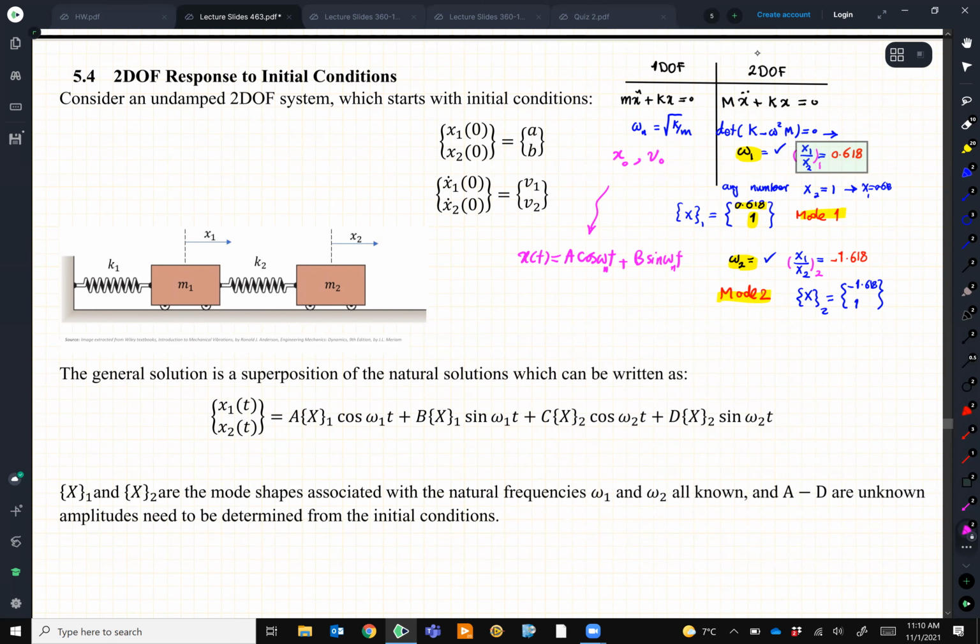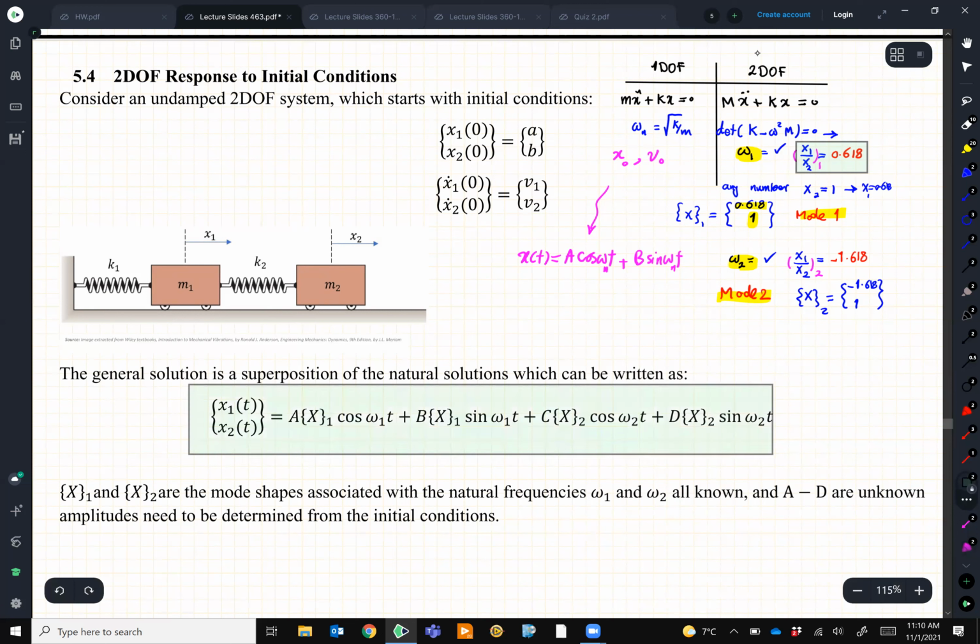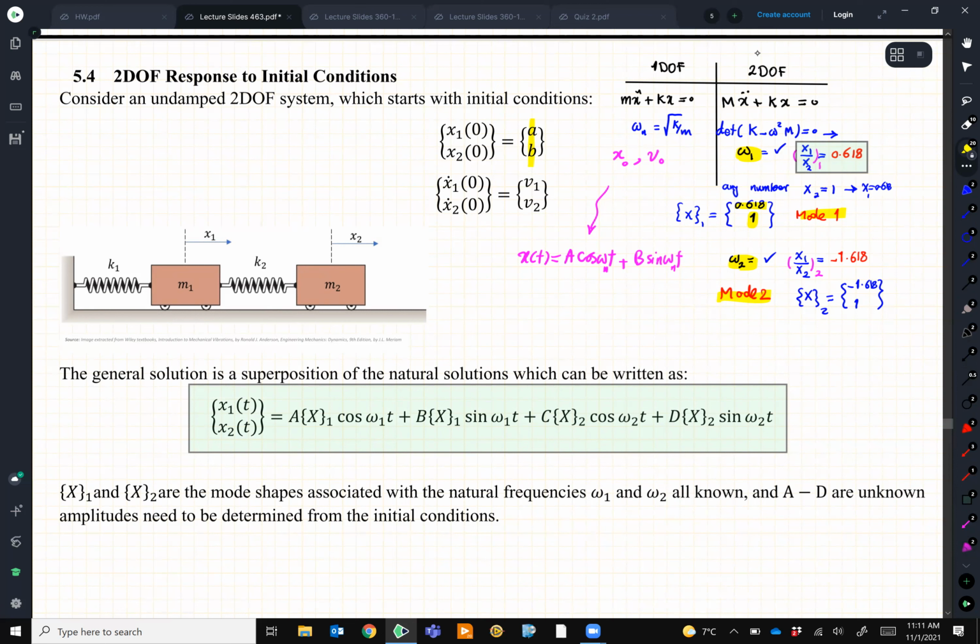Now I have 2 natural frequencies, right? So the response will be a combination of these 2 natural frequencies. How do they combine? The contribution from the mode shapes, right? I'm going to write it down and then we will use it in an example, so we'll see how it works. So if I have a 2 degree of freedom system, let's say I have initial conditions. I need them for both x1 and x2, and initial velocities, v1 and v2. We show them in a vector format, right?